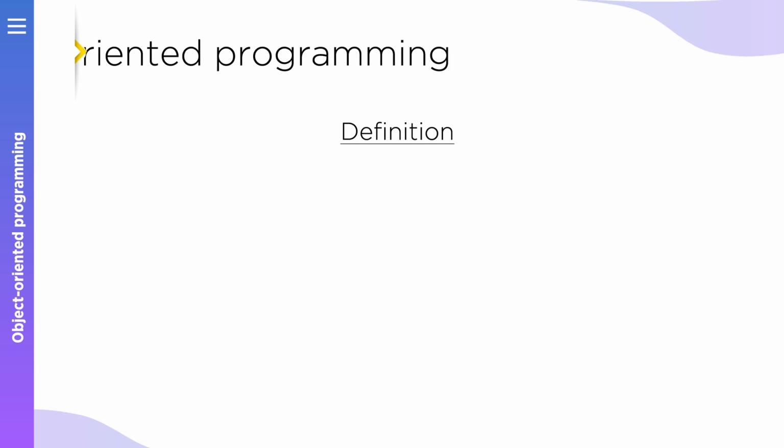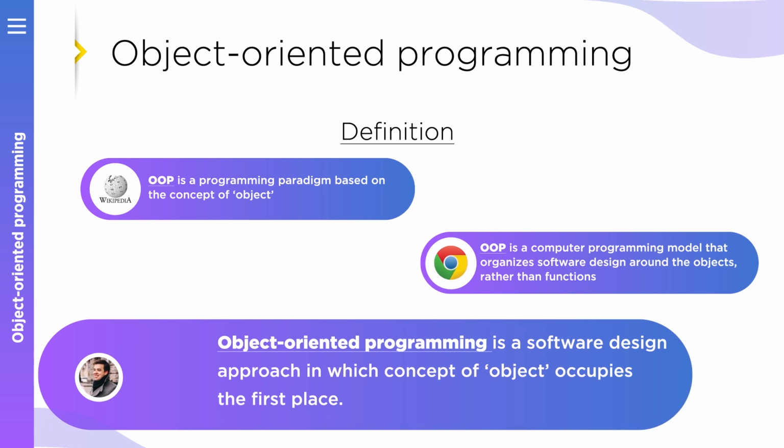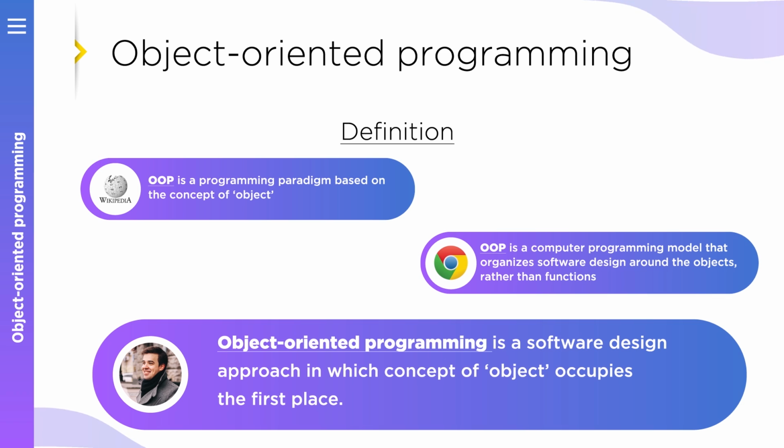So, let's start. Let's come up with a definition of OOP first. There are multiple definitions of what OOP is. I'm going to share with you different ones and my own. Wikipedia tells us that OOP is a programming paradigm based on the concept of object. Another definition of OOP is the next one. OOP is a computer programming model that organizes software design around objects, rather than functions. This definition clearly describes the difference between OOP and functional programming. We'll talk about functional programming a little bit later.